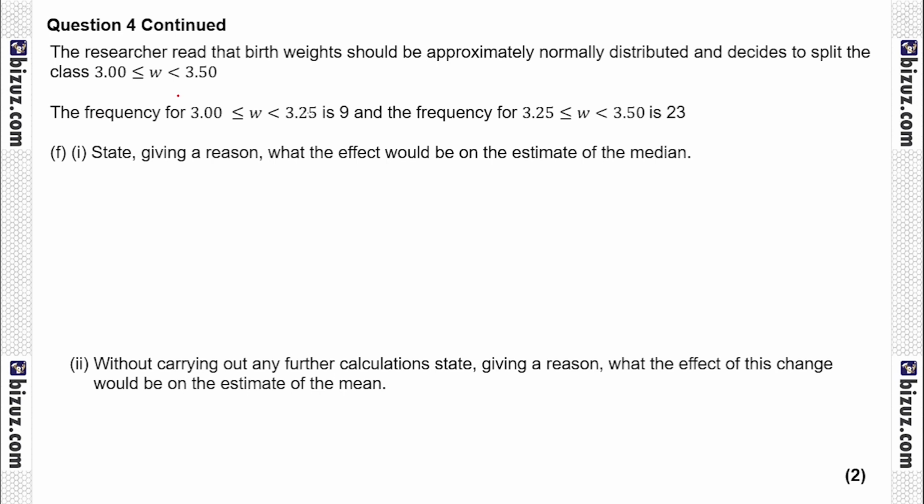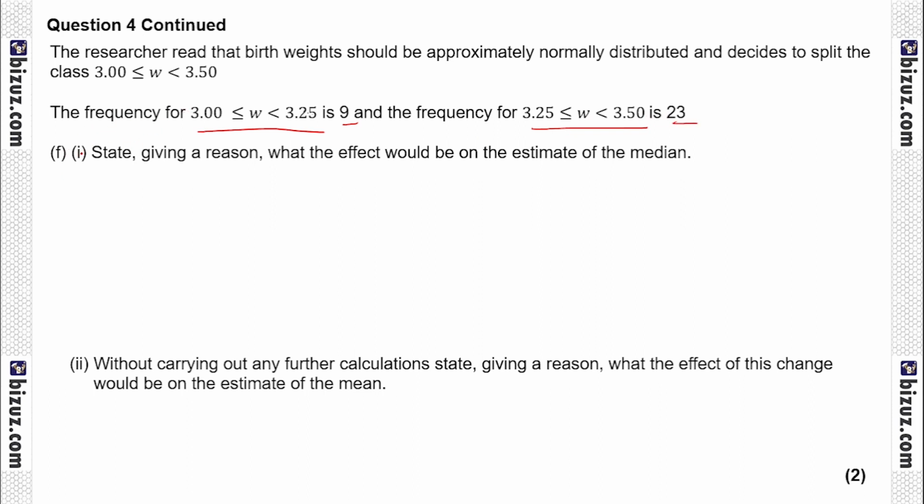The researcher read that birth weights should be approximately normally distributed and decides to split the class W between 3 and 3.5. The frequency for W between 3 and 3.25 is not this class. This class has been divided as they've told us, into this portion and this portion. The frequency of this portion from 3 to 3.25 is 9, and the frequency for this portion is 23.